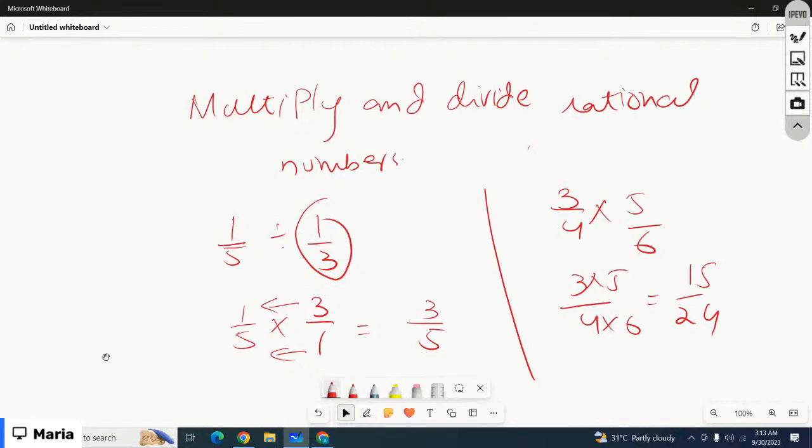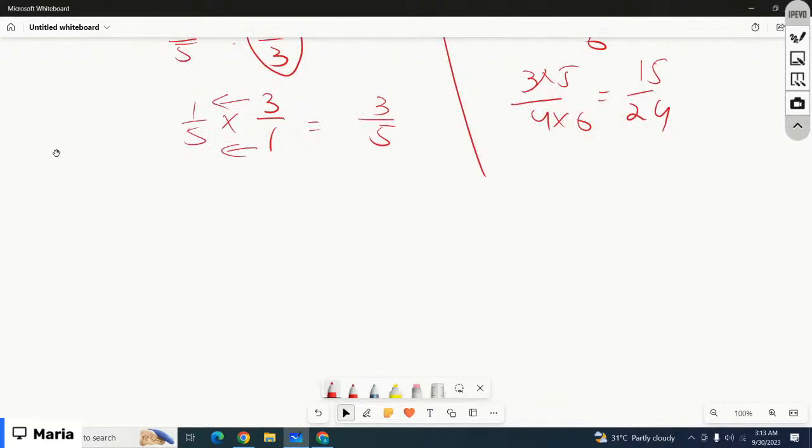Let's do one more practice question, that would be 1 over 2 divided by 5 over 9. Dividing by a fraction is the same as multiplying by the reciprocal. So let's multiply by the reciprocal, that would be 9 over 5. 9 times 1 is 9 and 2 times 5 is 10, right? So that's how you multiply and divide rational numbers. Is there any problem with multiplication and division?